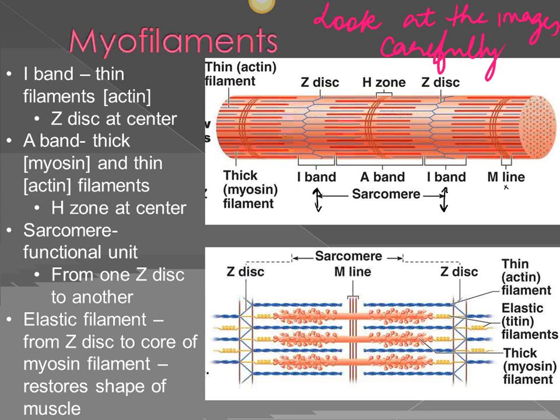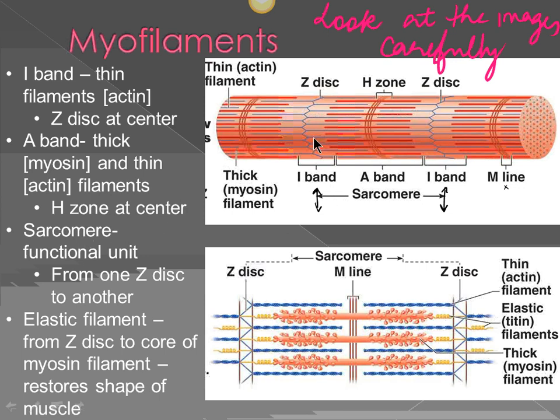So can you see, just from this picture, your I band contains only thin filaments. It has the Z disc at the center. The A band contains both thin and thick. The thin was actin, the thick was myosin. What is at the center? The H zone. The sarcomere, as I told you, is the functional unit, and this is the one that is going to actually shorten. So sarcomeres will shorten. That's how the whole muscle will shorten when the muscle contracts.